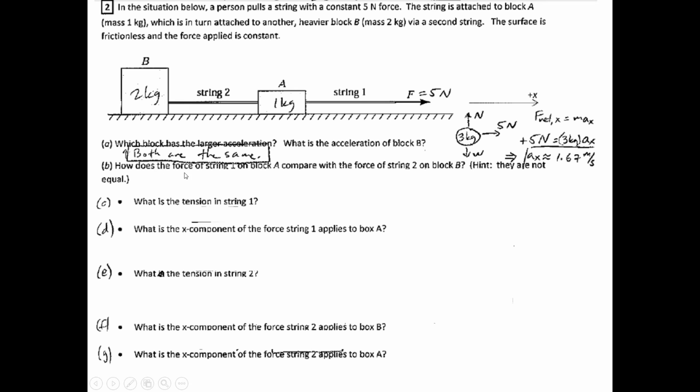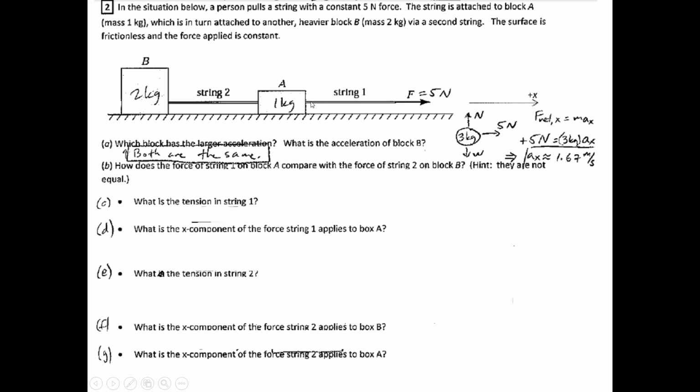How does the force of string 1 on block A compare to the force of string 2 on block B? So string 1 is pulling on block A to the right. String 2 is pulling on block B to the right. Which one's bigger, or are they the same? I believe the hint says they are not equal, because a lot of people think, well, the accelerations are the same, so the string forces have got to be the same. But no, look at this.